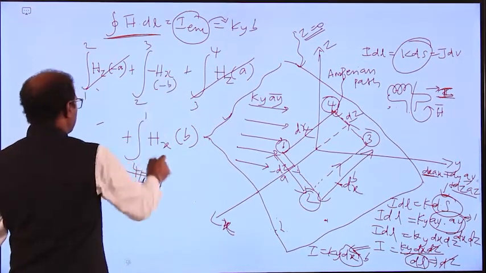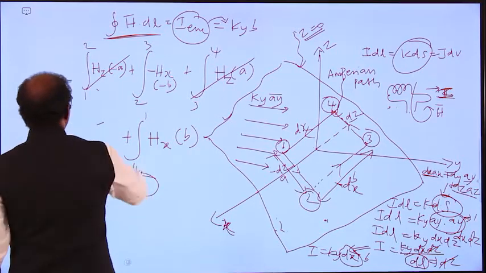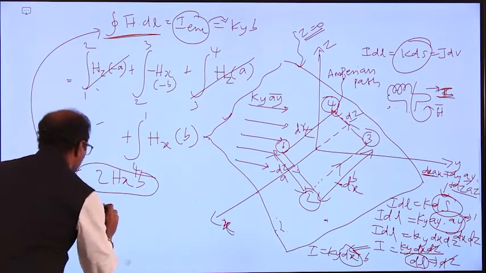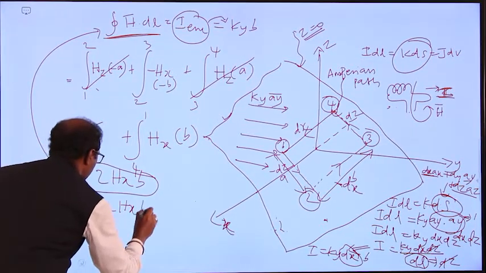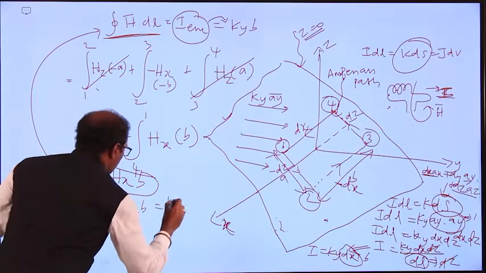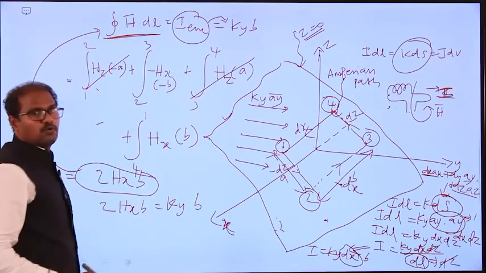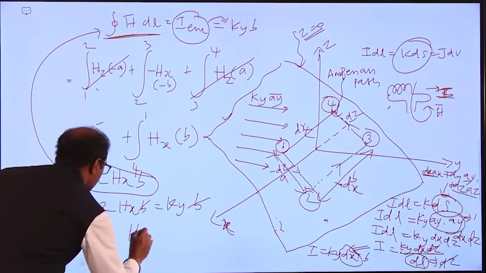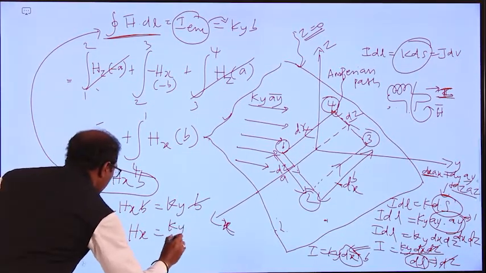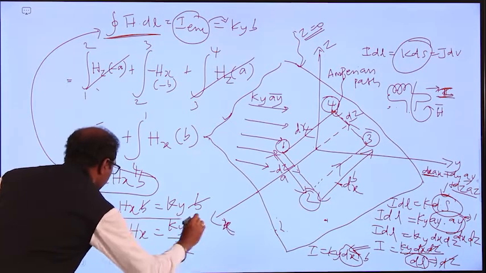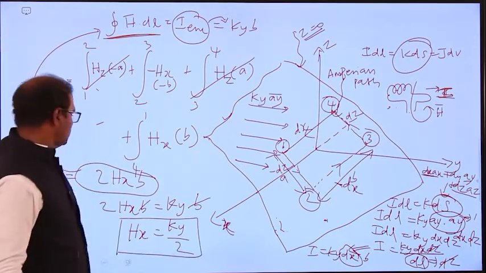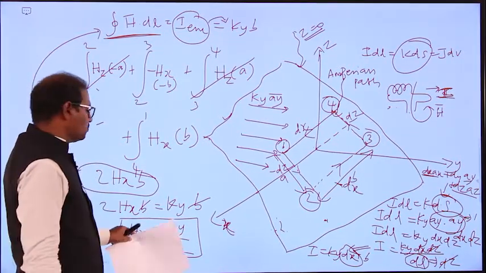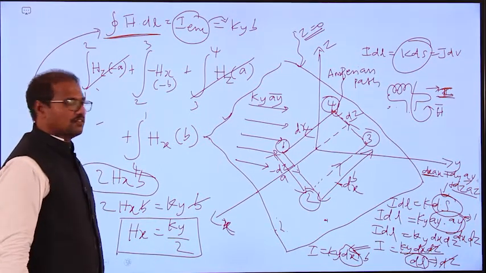So minus and minus gives plus, here 2Hxb. Finally we get this. Substituting in Ampere's circuital law, 2Hxb equals Ky b. So b will be cancelled, and H is equal to Ky by 2. This is the magnitude of the magnetic intensity: Hx is equal to Ky by 2, for the infinite sheet current.